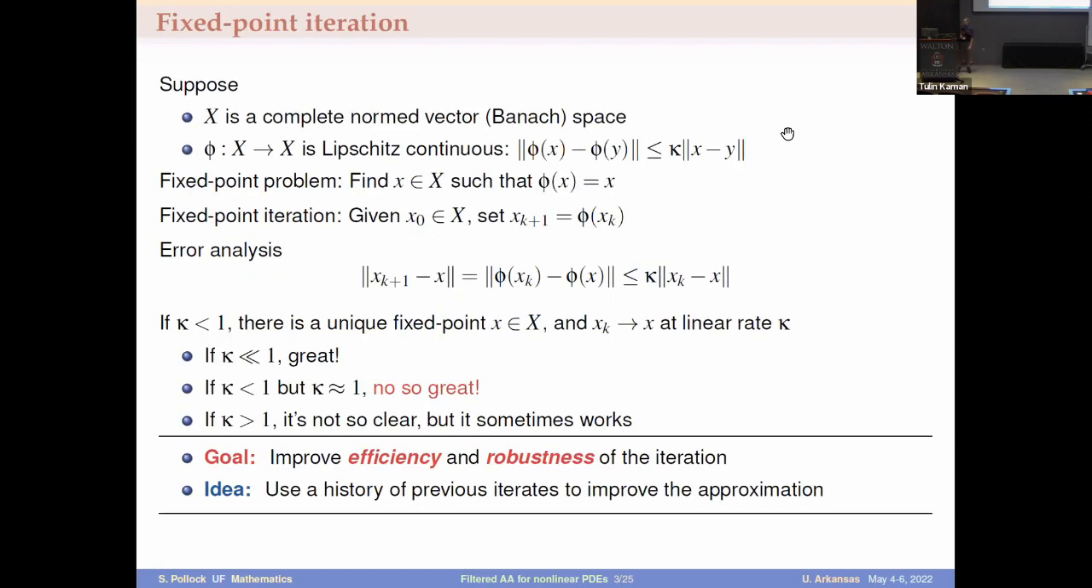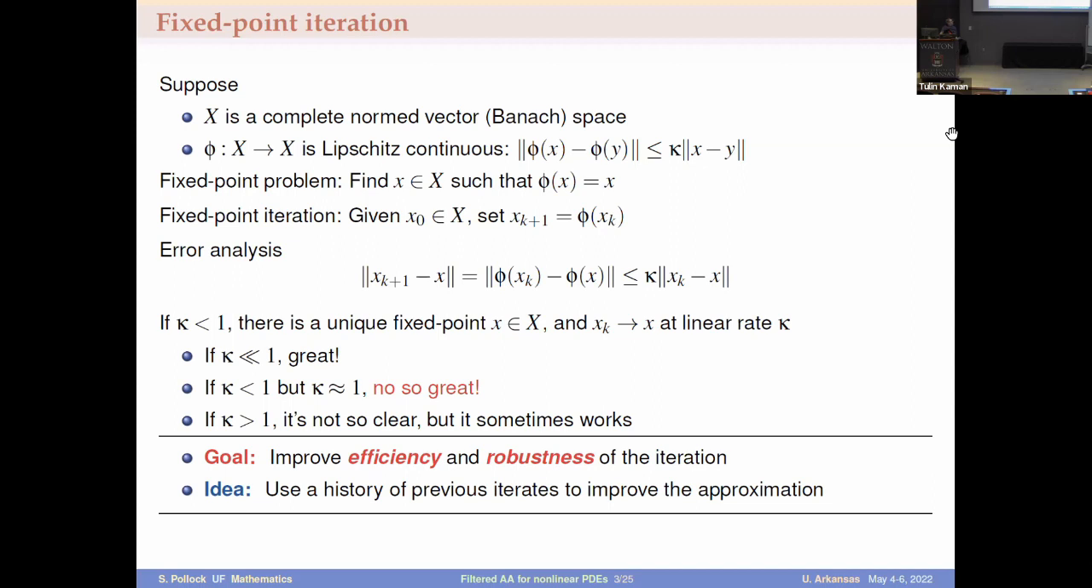All right, so the basic background is we're thinking about doing a fixed point iteration, where we have some complete normed vector space or Banach space, which we'll call X. And we'll assume that our fixed point operator phi is Lipschitz continuous with this constant kappa. So of course, the fixed point problem is to find x such that phi of x is equal to x. And a common way to find such a fixed point is a fixed point iteration. We start with some element in X, and we set x_{k+1} equal to phi of x_k.